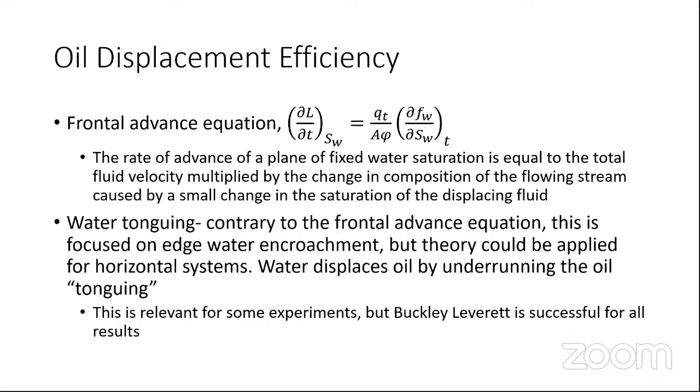So you have the frontal advance equation. The rate of the advance of a plane of fixed water saturation is equal to the total fluid velocity multiplied by the change in composition of the flowing stream caused by a small change in the saturation of the displacing fluid. Then you have water tonguing, which is contrary to the frontal advance equation.